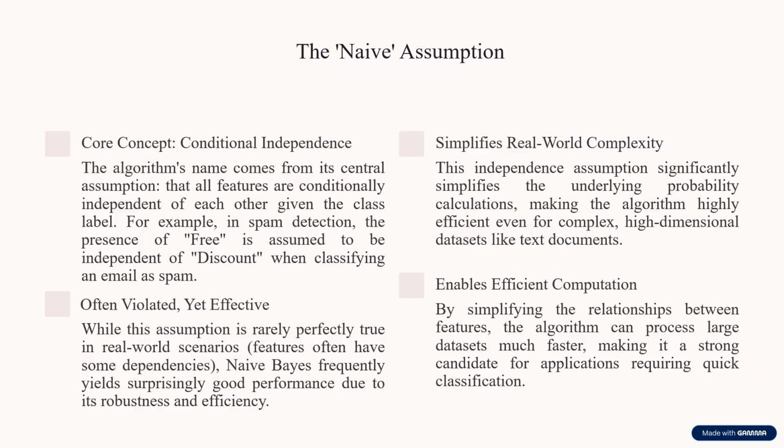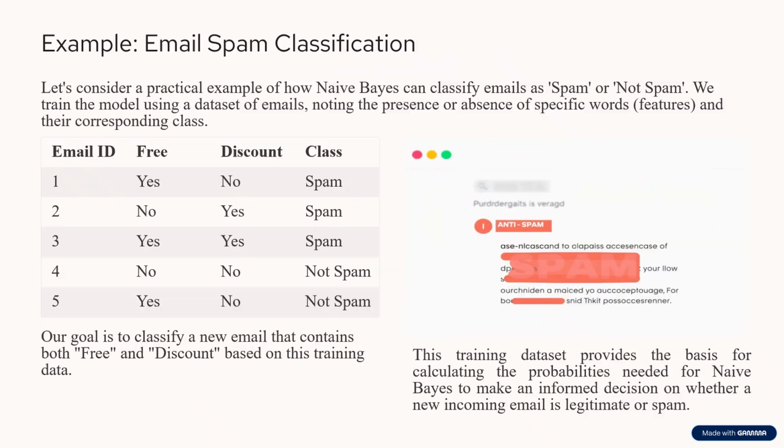Real world complexity: the independence assumption significantly simplifies the underlying probability calculation, making the algorithm more efficient. Enables efficient computation means it simplifies the relationship between the features, so the algorithm can process large numbers of data sets. These are some of the assumptions we make on the classes and the features.